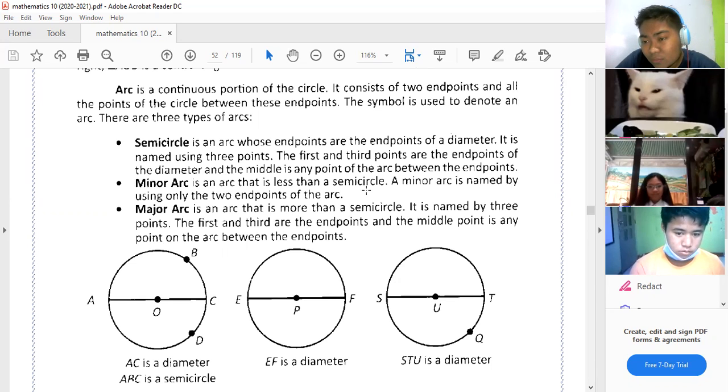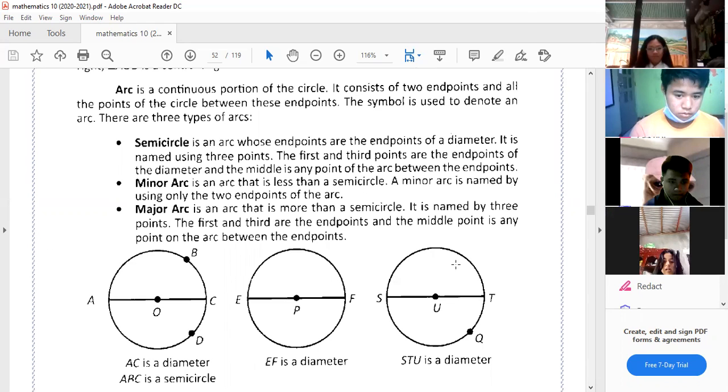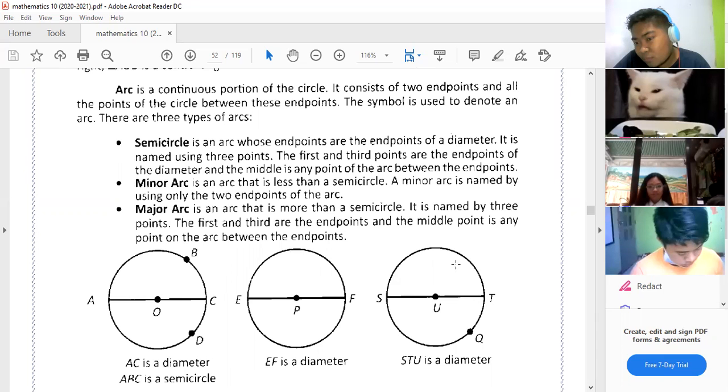Hello? May choppy yata. Choppy nga. Wait lang. Choppy pa nga. Hotdog. Maliit.